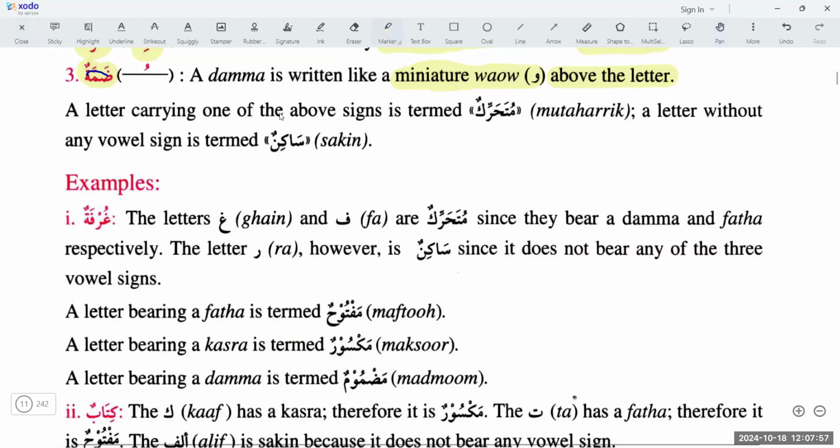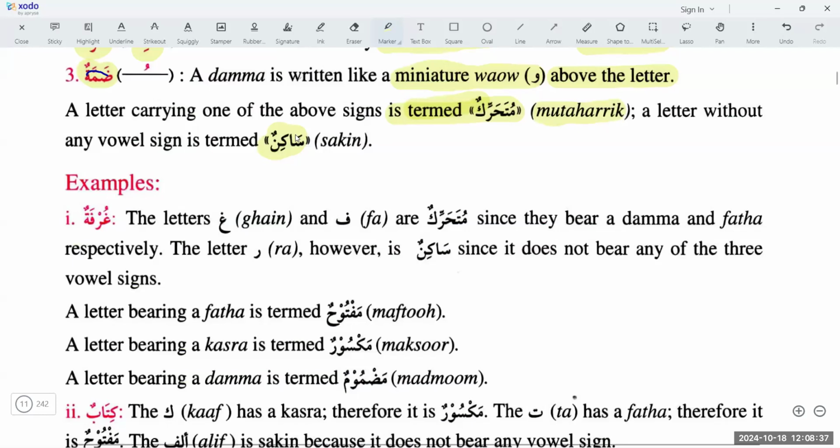A letter carrying one of the above signs is termed mutaharrikun. A letter without any vowel sign is termed sakinun. There is no vowel on the letter, so it is a sakin letter.